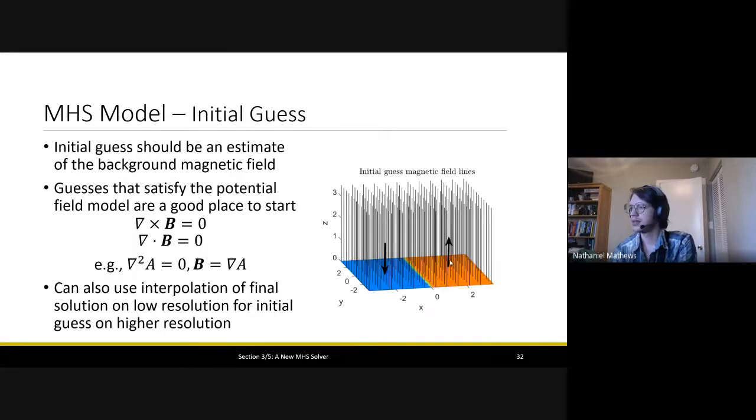So the initial guess for our model should be something that is an estimate of the background field. The potential field model is a reasonable place to start, even though the final magnetic field is highly non-potential. So this is the initial guess that we'll be using for the Gibson-Low model. It's also worth noting you can do some fancy stuff with this. If you're running the forward model at different resolutions, you can use the low resolution case as an initial guess for the high resolution case and bypass a lot of computational time by doing that.